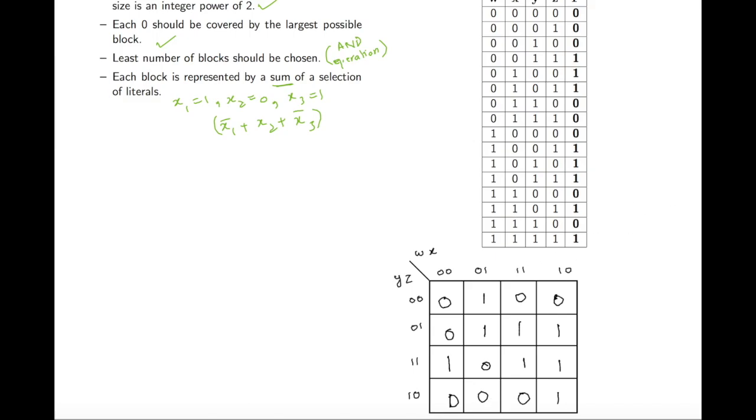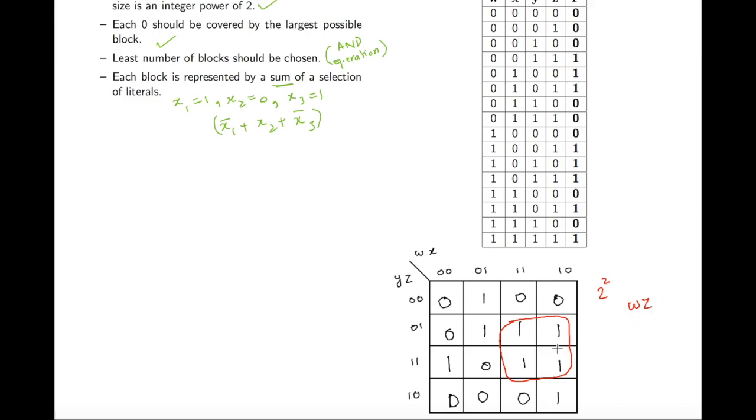Now let's talk about the sum of product expressions. For sum of products, we can have this block. And what is the block size? The block size is 2 to the 2, which means we can eliminate 2 variables here. So for this one, w is equal to 1 and z is equal to 1. So we end up with wz. This is the first one.